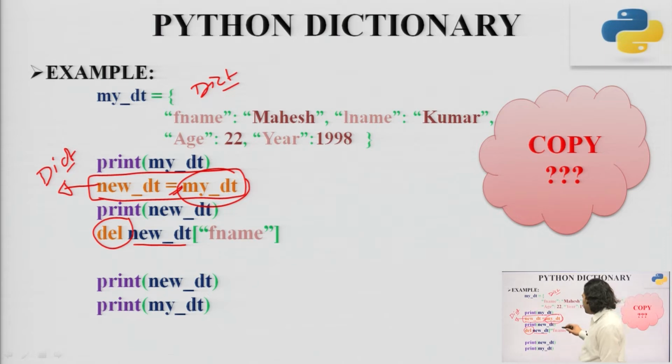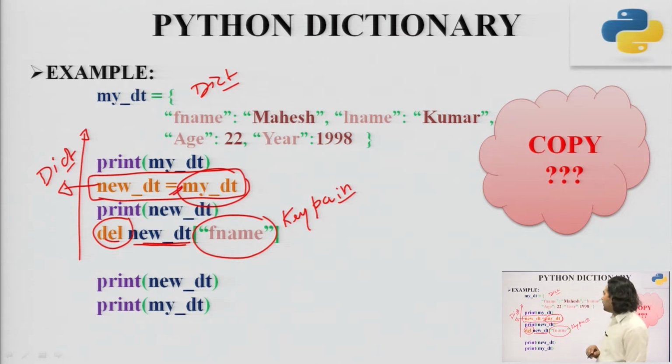So, prior to the deleting operation, we have taken the myDT data as a copy and given the name new DT, as per the pseudo code. But what is in the background of this code? Let us find out after a minute. But before that, you can see that here the del keyword is used on new DT. So, we are deleting the f name key pair.